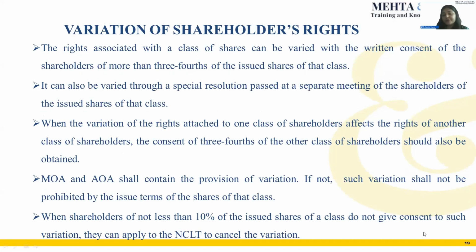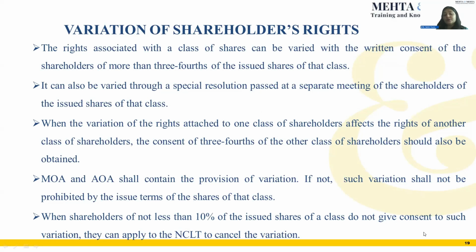Now, the variation of shareholders' rights, which has been explained under Section 48 of the Companies Act 2013, which we discussed at the time of discussing the CCPS, compulsorily convertible preference shares. Basically, this section gives rights to the shareholders to vary their existing rights. Any rights associated with a class of shares can be varied with the written consent of at least 3/4 of the shareholders by value of that particular class. It can also be varied through a special resolution passed at a general meeting of that class. If the variation of rights attached to one class of shareholders also affects the rights of another class, then the consent of 3/4 by value of those shareholders whose rights are affected needs to be obtained as well.